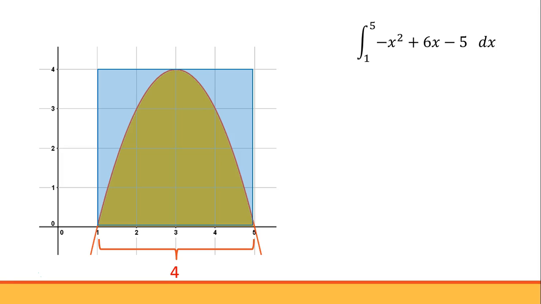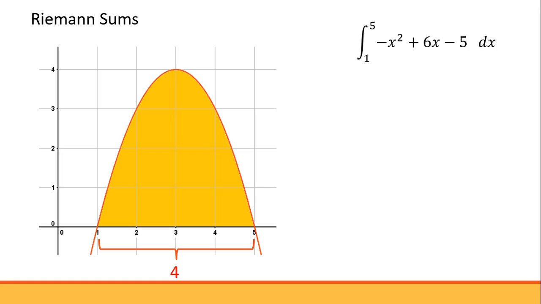So that rectangle's 4 units tall, so the area is about 16 square units, which is a little too big, isn't it? And it's a little too big because this rectangle doesn't quite approximate the area of the parabola. Maybe we'd want to try something a little bit different. And we're going to use something that are called Riemann sums.